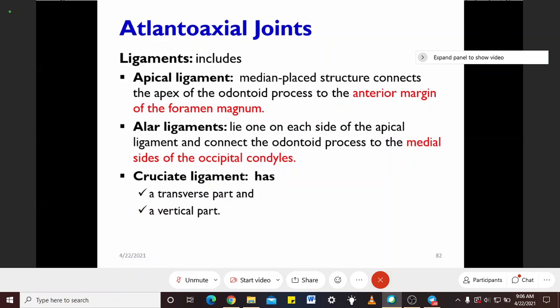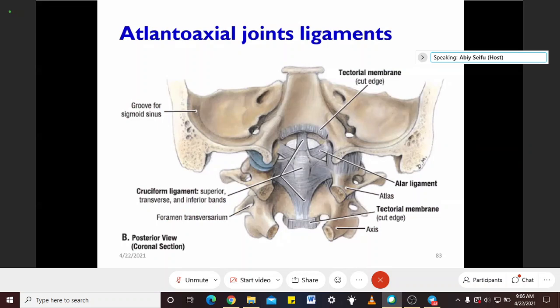Okay, let's go back to our discussion: the ligaments associated with the atlanto-occipital joint. Those ligaments give strengthening and stability to the joint. Look at this one, the cruciate ligament, which extends from the body of C2 up to the anterior margin of the foramen magnum, which is the vertical part. There is also a transverse part, which overlies the other ligament.